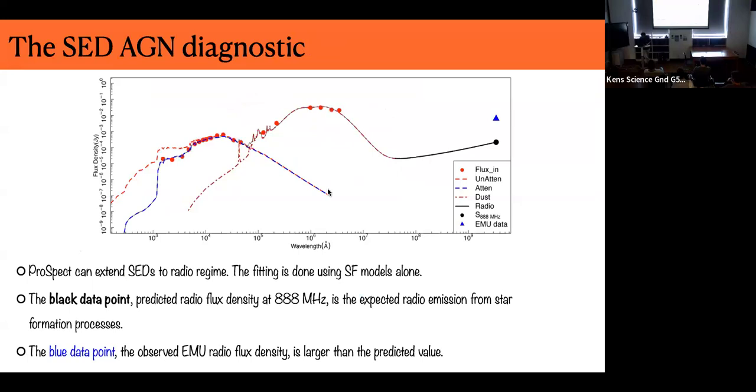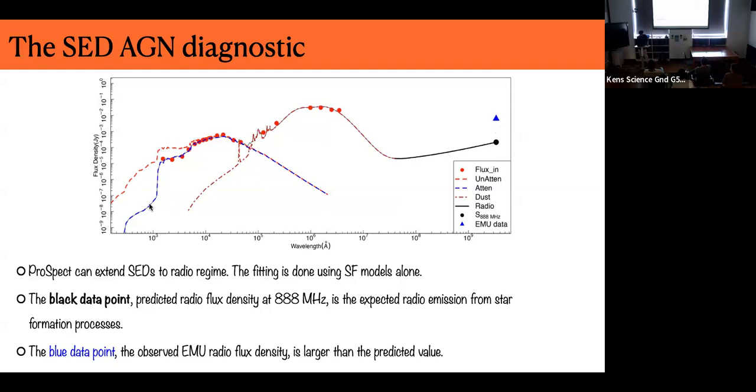So this is how the SED looks. The red data points here are the input photometry from GAMA. The blue data point here is the input photometry from EMU. This data point is not included in the fitting, that's why it's lying a bit above the SED. And the black data point here is the radio extension done by Prospector. There are a bunch of colored lines here. These are different contributions coming from different processes.